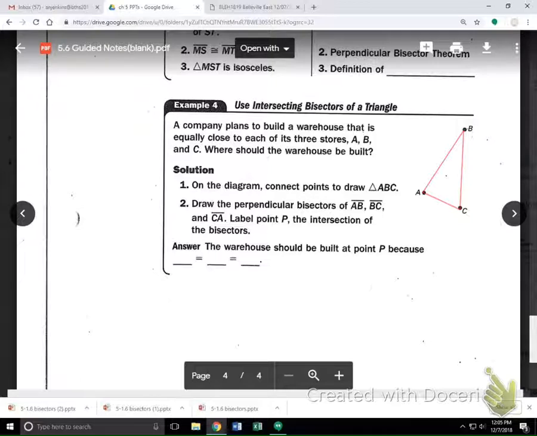Our next step is to draw the perpendicular bisector of the sides of the triangle AB, BC, and CA. Where they intersect, you're going to label it. So I'm not going to draw mine all the way up. I'm just going to draw it long enough for it to intersect. And I'm going to give it an approximation because obviously I didn't give you guys a ruler to count this out.